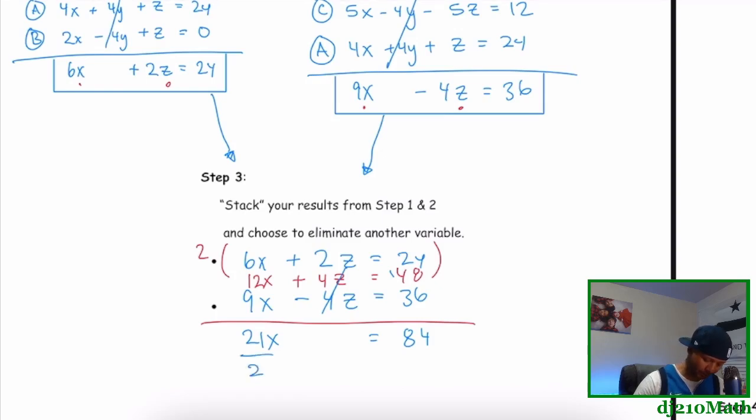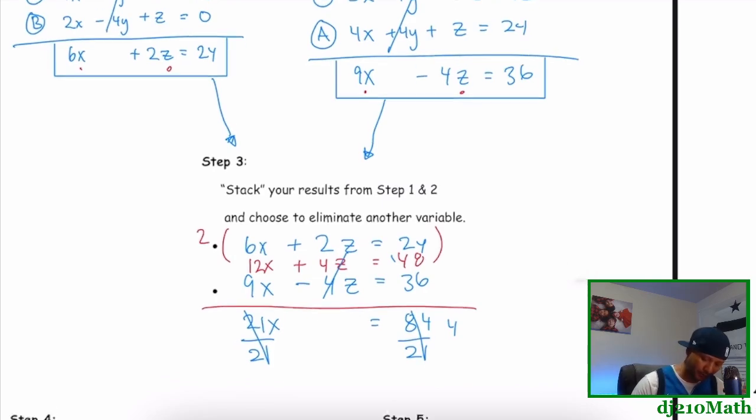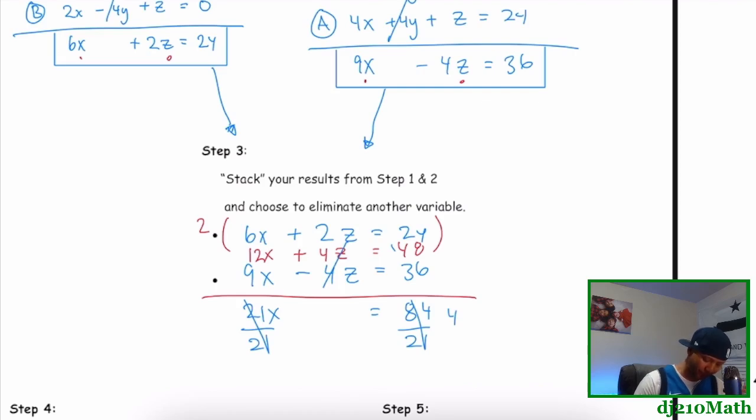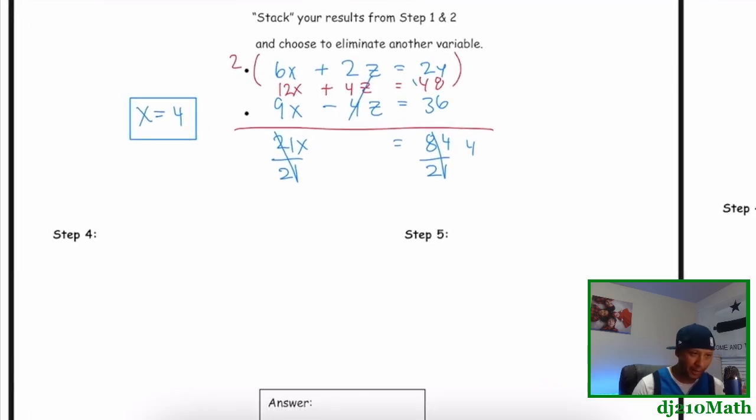Oh, and this is nice. Look, when I solve for x, isolating x, I divide both sides by 21. This is going to be 4, right? 2, 4, 6, 8. 1, 2, 3, 4. So 21 goes in 84 4 times. You all have a calculator probably, so you can back me up on this. So x is equal to 4. So that's step 3, right? Solving for one variable.